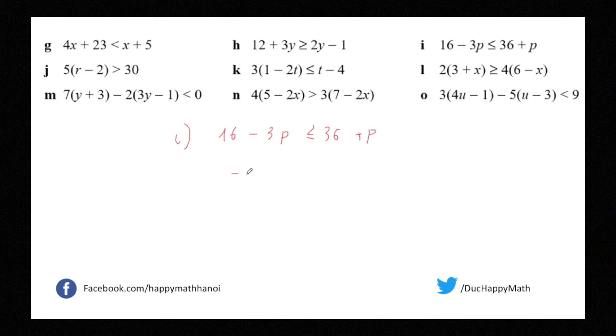Let me move p here to the left hand side, and it is minus 4p less than or equal to 20, and p will be greater than or equal to 20 divided by minus 4. You divide both sides by minus 4, which is a negative number, so you have to change the sign of the inequality. So this one will be minus 5. And the final result p here is greater than or equal to minus 5.